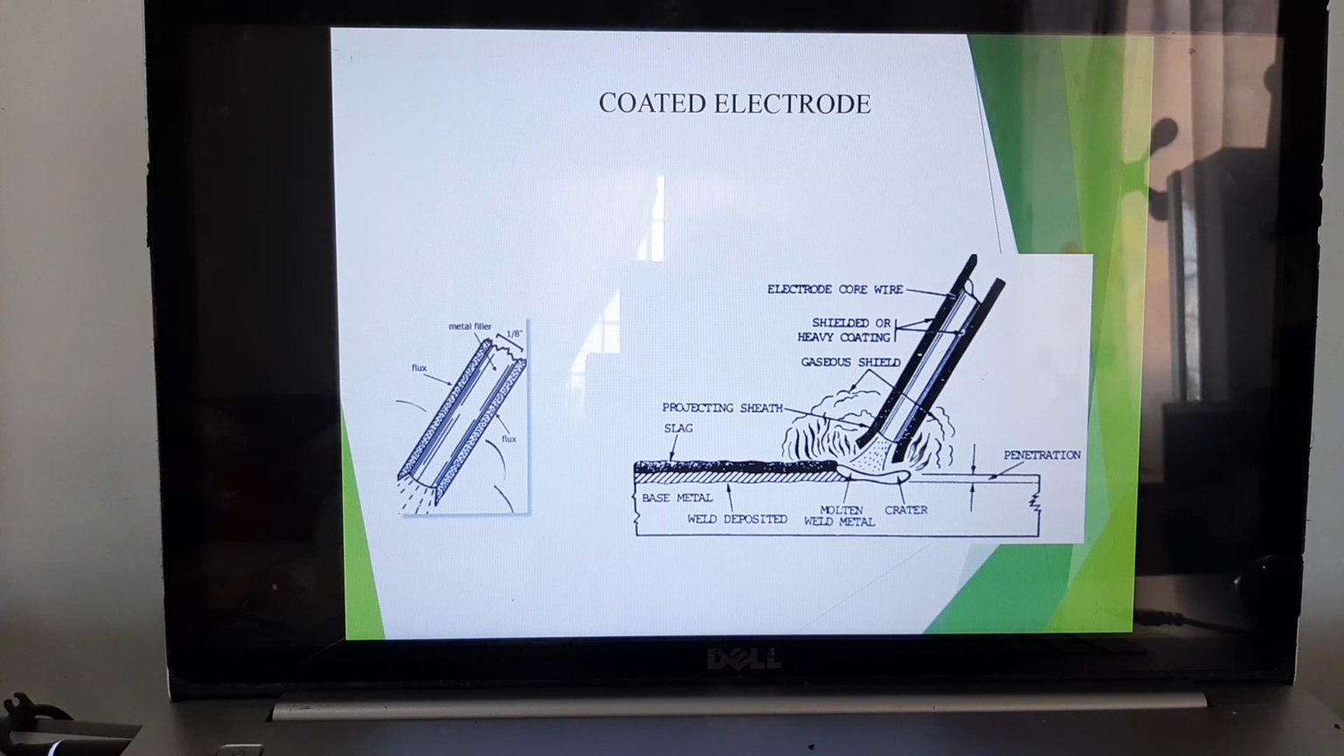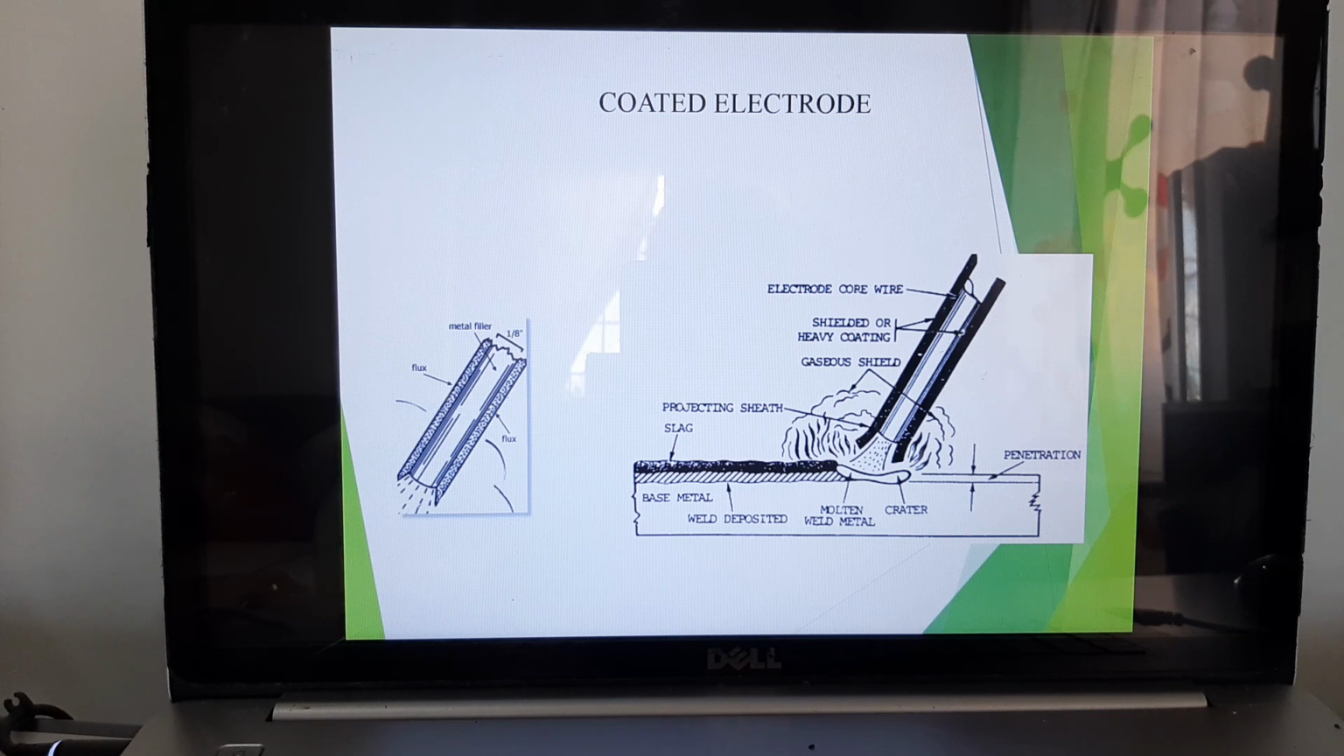It will eventually harden, and it will be called a slag, S-L-A-G, slag. So at the end of the day, upon the welding process completion, you're going to take the hammer and break open that slag, remove that slag, and now you have your actual weld, which is the perfect weld that you've been looking for, right?